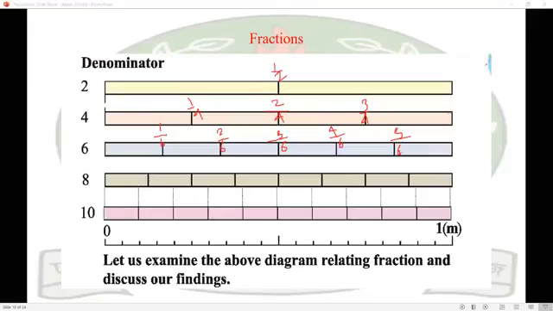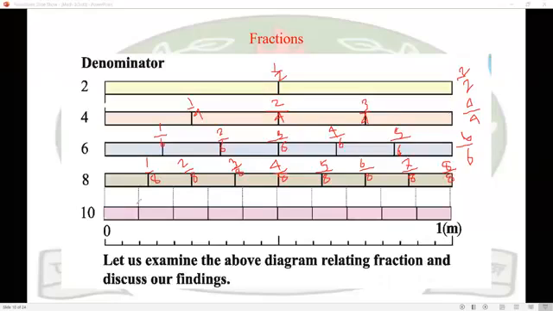We can write the last ones, so this will be 2 by 2, this will be 4 by 4, this will be 6 by 6. They are divided into 8 parts, so we can write 1 by 8, this is 2 by 8, this is 3 by 8, this is 4 by 8, this is 5 by 8, this is 6 by 8, this is 7 by 8, this is 8 by 8.